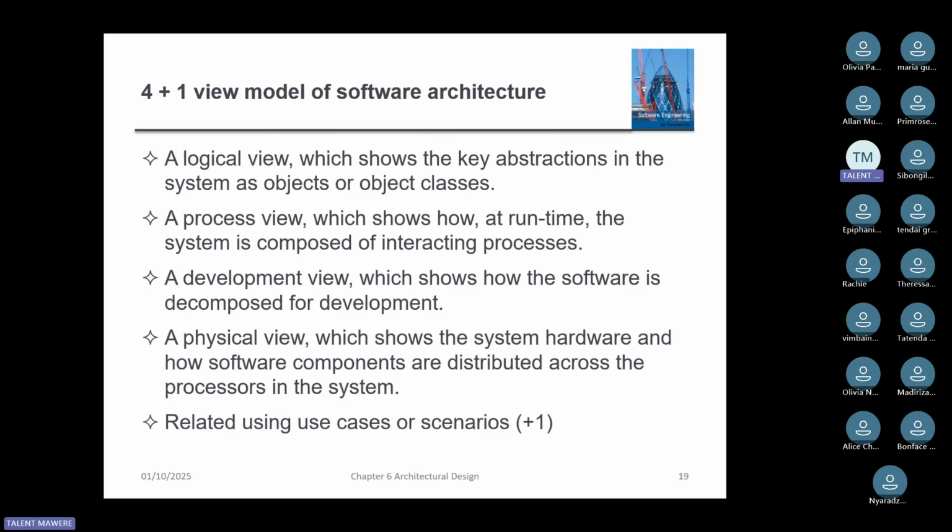What's a logical view? A logical view shows the key abstractions in the system as objects or object classes, whereas a process view shows how at runtime the system is composed of interacting processes. A development view, on the other hand, shows how the software is decomposed for development. A physical view shows the system hardware and how software components are distributed across the processors in the system.